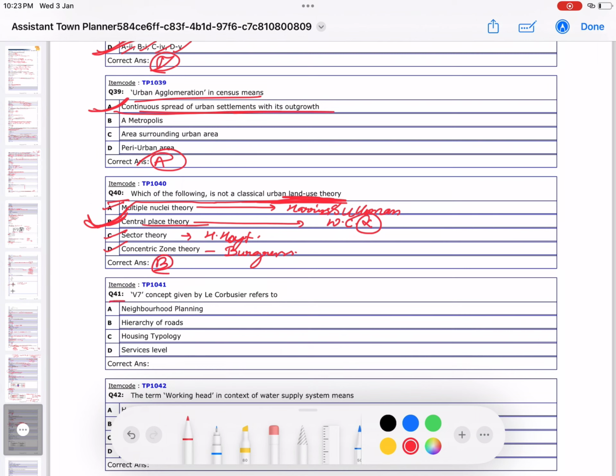Question number 41. The V7 concept given by Le Corbusier refers to the hierarchy of roads, and it is very famous. It is taken from Chandigarh. He gave this concept in Chandigarh, where there are V7, V6, 5, 4, 3, 2 and 1. V1 connects Chandigarh with other states.